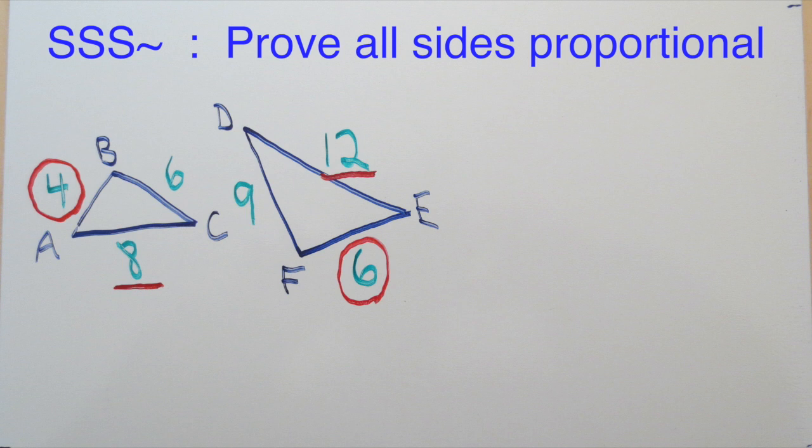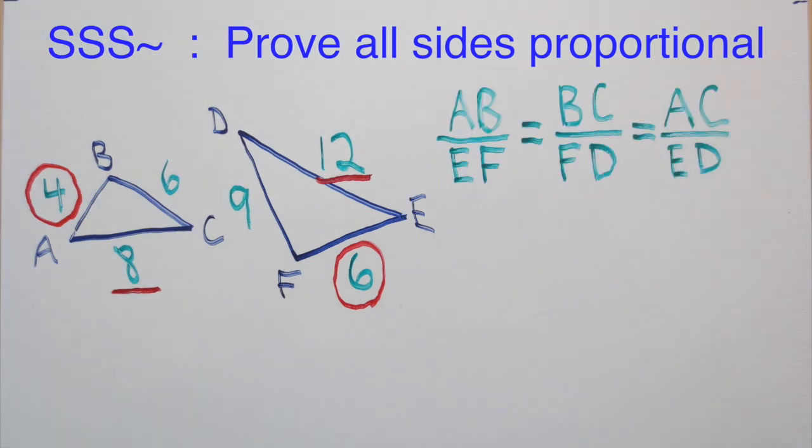We'll just call that the blank side. So we've got circle sides, underline sides, and blank side. So now we can go about writing our proportion. We'll go with AB over EF, the matching circle sides, has to be equal to BC over FD, those are the underline sides, and that is equal to AC over ED, the blank sides. And so there's our proportion.